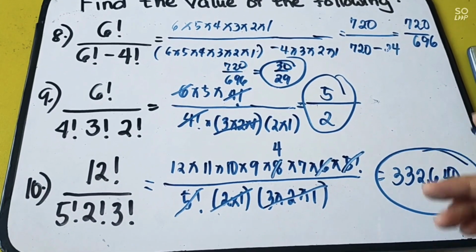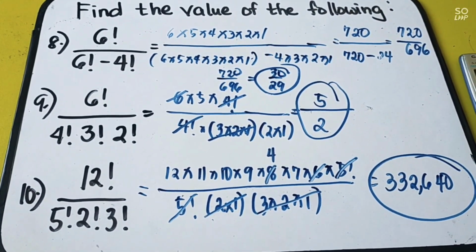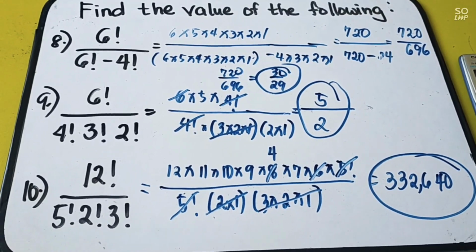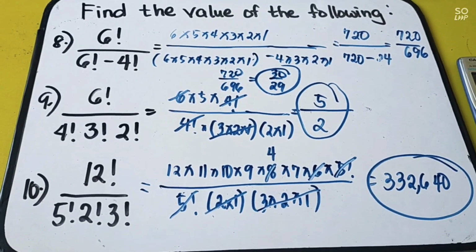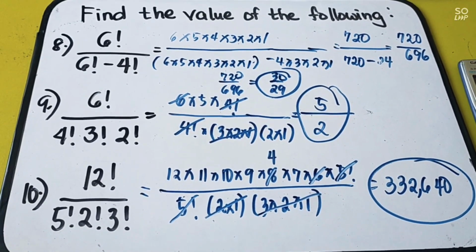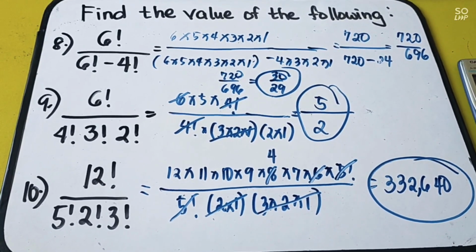332,640. So, that is your answer. Okay? So, that is factorial notation. Let's move with our next topic.